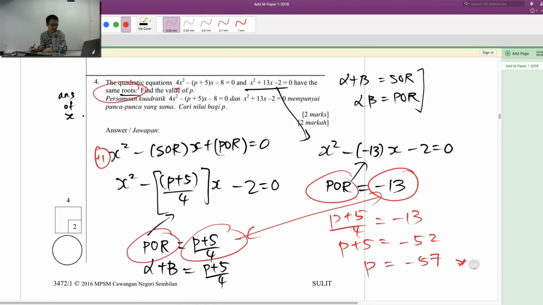I hope my answer is correct. Do I need to find p? Yeah, actually I need to find p. Yep, my answer is correct, very much correct, because I'm checking the marking scheme as well. So far, so good. Can I understand or not?